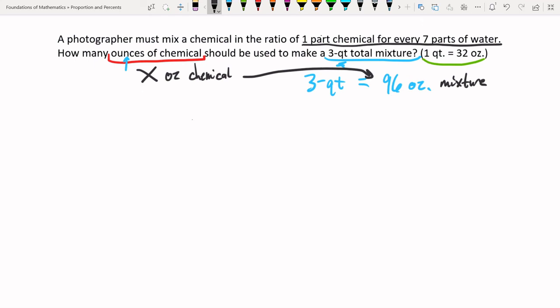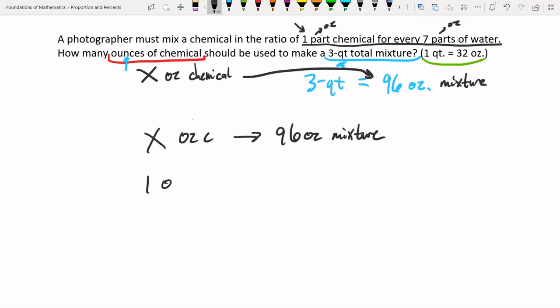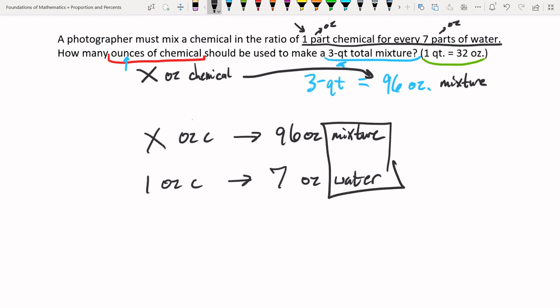In this case, we want ounces, right? That's what we're looking for. So I'm going to change this to ounces. 1 ounce chemical for every 7 ounces of water. So to write again what we have here, we have X ounces chemical goes to 96 ounces mixture. And what I have in this part here is 1 ounce chemical goes to 7 ounces water. Now, do you see a problem here? The problem is these are not the same thing.